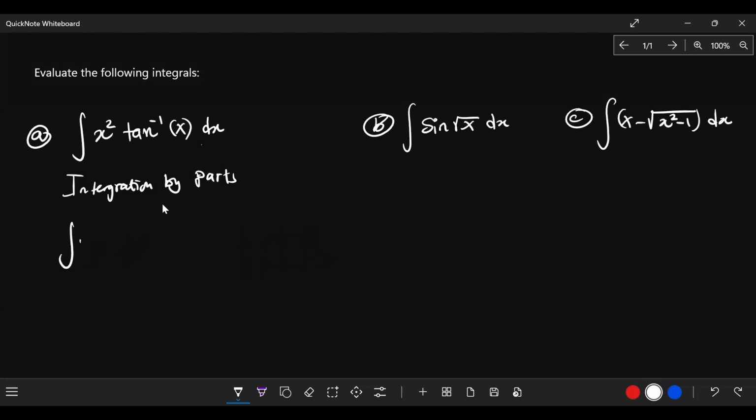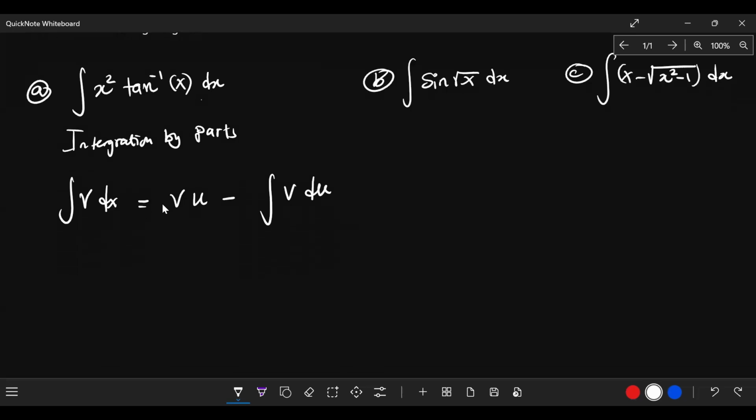Just a reminder, integration by parts is equal to uv minus the integral of v du. So we need to have a v. Where do you get v? v is gotten from integrating dv. And du you get by differentiating u, the derivative of u. Okay, so let's get started. As we said, our u is going to be tan inverse of x.